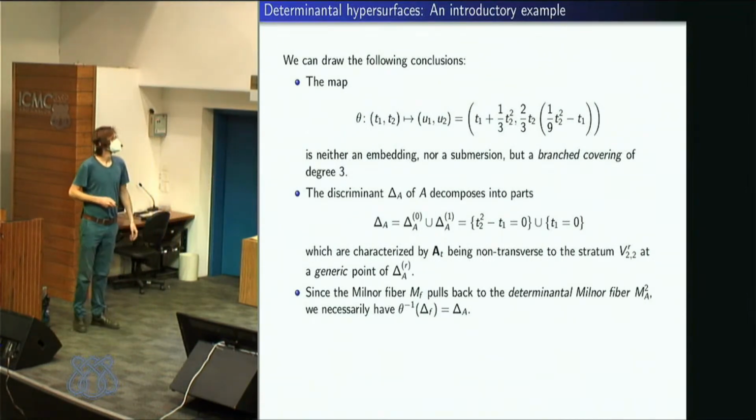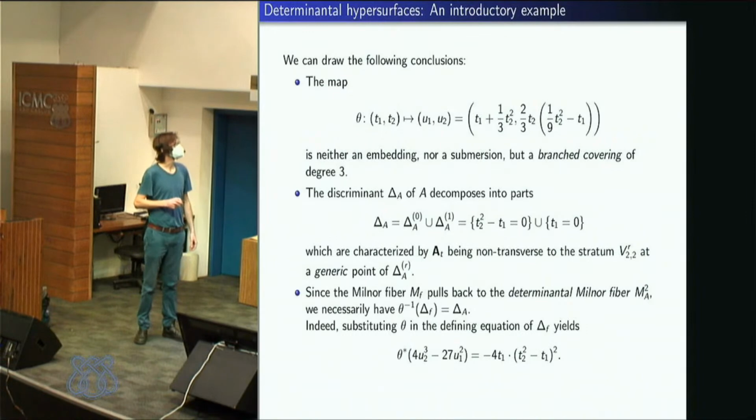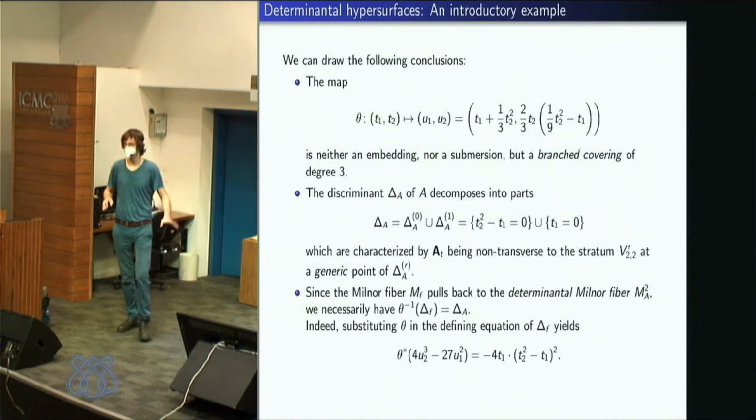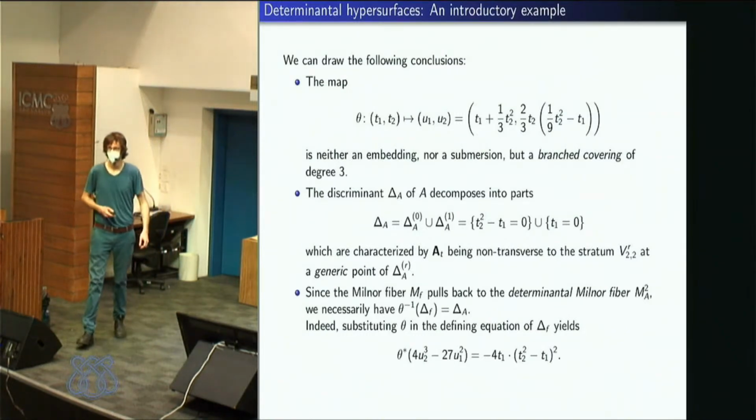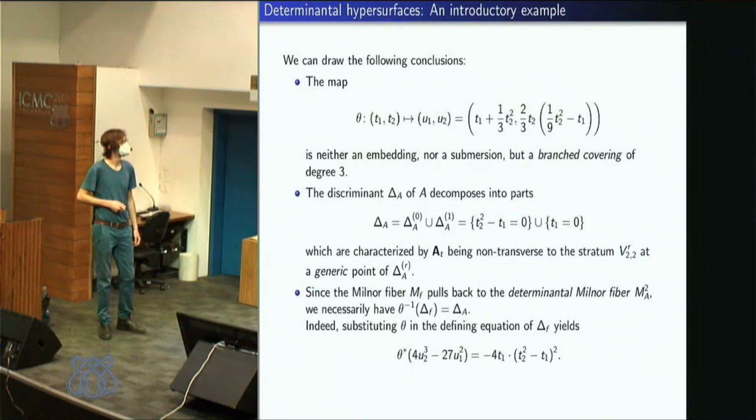hypersurface. And we can even check that by substituting in the equations. So even though the expressions here are very complicated, everything simplifies at times to give surprisingly simple equations again. So if you substitute the theta in this well-known equation for the discriminant of f, then here you find the decomposition into two components. And one of them has multiplicity 2, the parabola, and the other one has multiplicity 1.